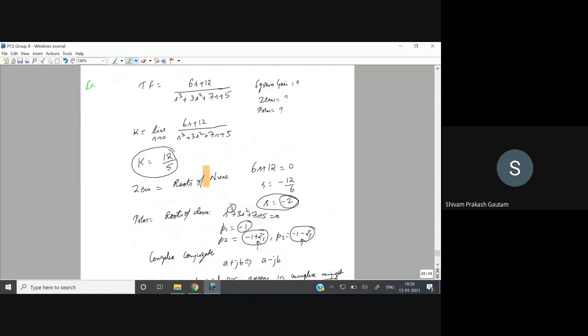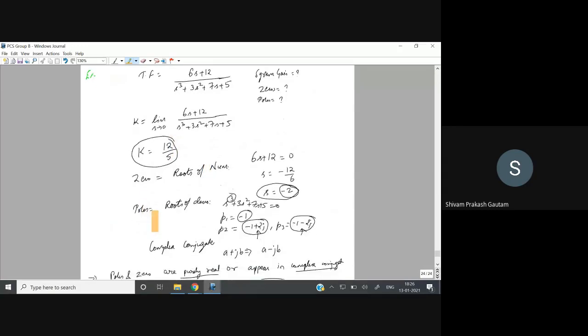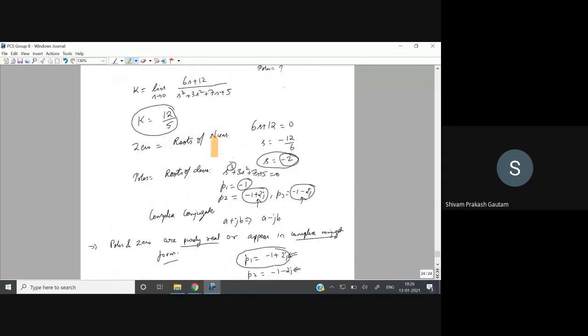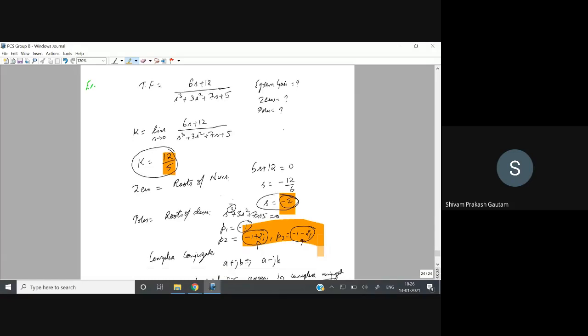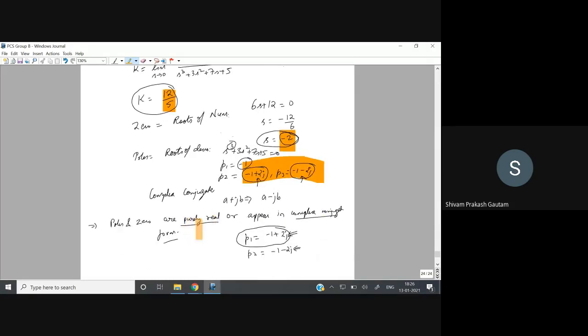We have seen one example of how to calculate system gain, how to calculate poles, and how to calculate zeros. To calculate system gain, we can directly put s equal to 0. If you put s equal to 0, we will get 12 by 5. We can calculate the zeros and the poles, so this will be our zero and this will be our poles. One more important thing that we have seen is that poles and zeros are either purely real, like in this case that is 2, which is purely real, or they will always appear in complex conjugate form.